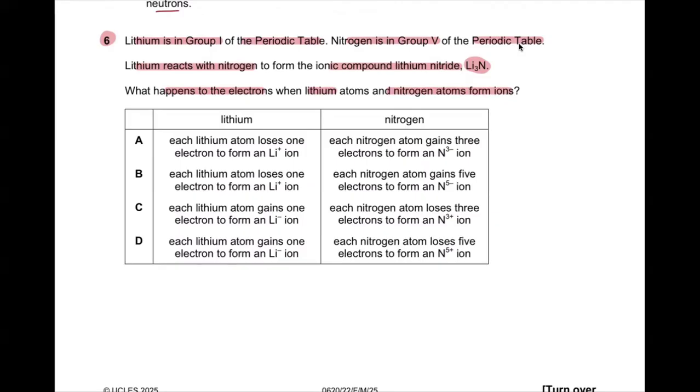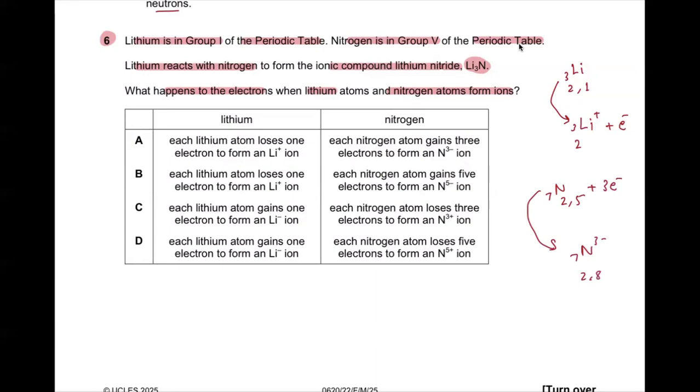If you see, lithium is in group 1. Lithium is atomic number 3, so it has 2 electrons and 1 electron in its second shell. When it reacts, being an element of the first group, it is going to lose that 1 electron, and its electronic configuration is now 2 only. Then we have nitrogen. Its atomic number is 7, so its electronic configuration is 2, 5. It needs 3 electrons to complete its octet, so it gains 3 electrons and becomes N3-. Its electronic configuration is now 2, 8.